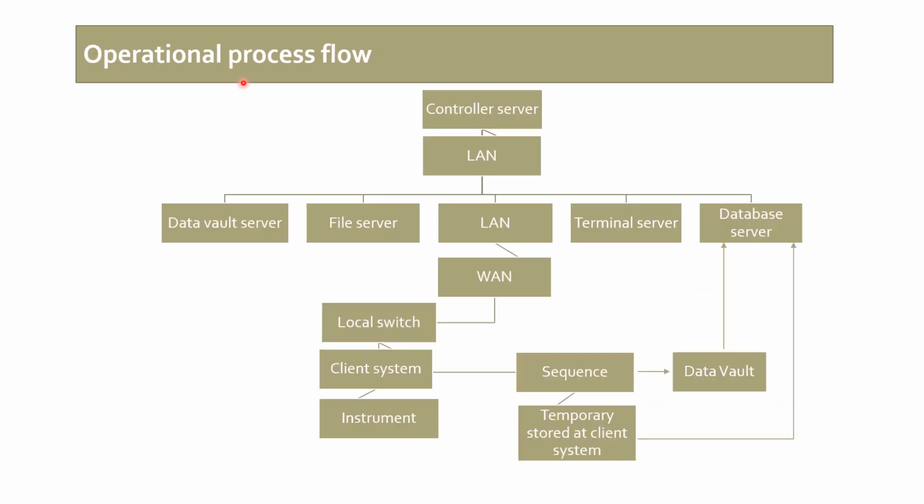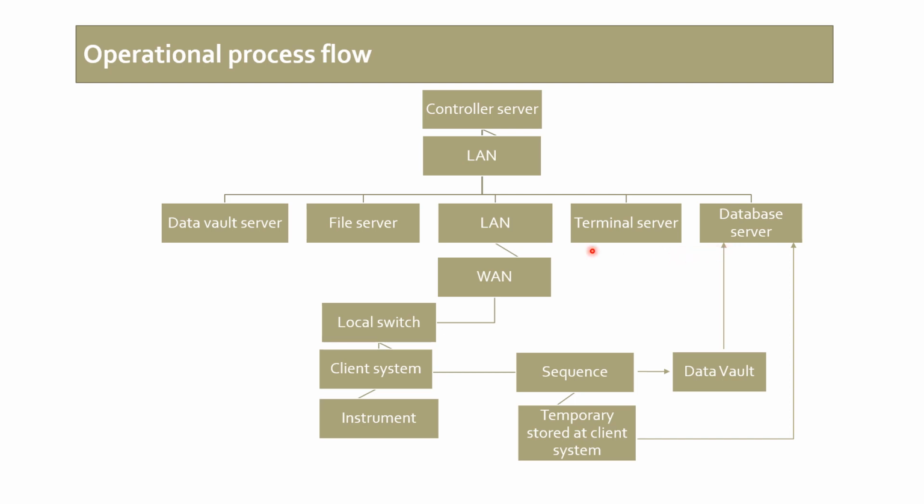Now in this slide we will discuss about the operational process flow. That is, how will be the overall process flow. The first one is controller server. This is actually the centralized server which manages the software license policy and hosts the master information about the installed software at different sites. Then through the local area network, domain control will link with the centralized data vault server like this, and then centralized file server, then centralized terminal server, and centralized database server.